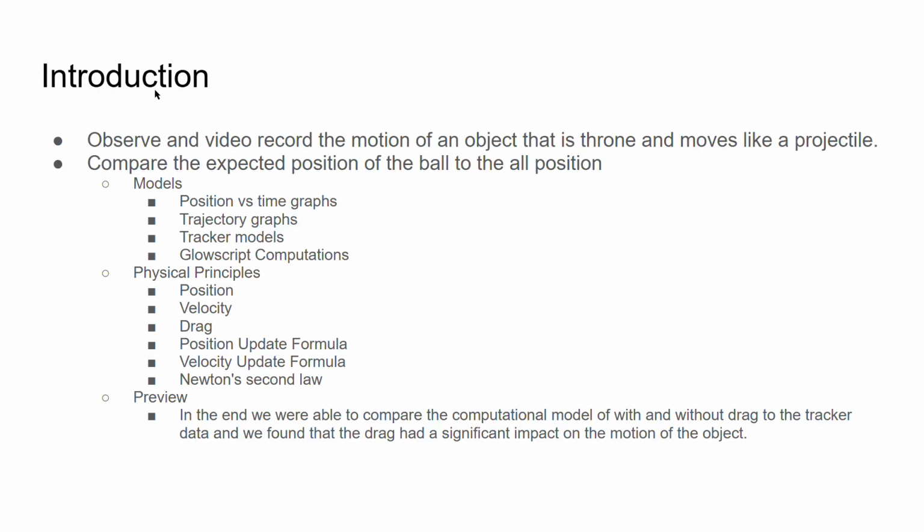In this lab, the purpose is to observe the motion of a paper ball that is thrown in the air like a projectile. We want to compare the position data that we will use a tracker to find with experimental models we construct in GlowScript. We're going to use models to compare the position versus time graphs, trajectory graphs, tracker models, and GlowScript computations.